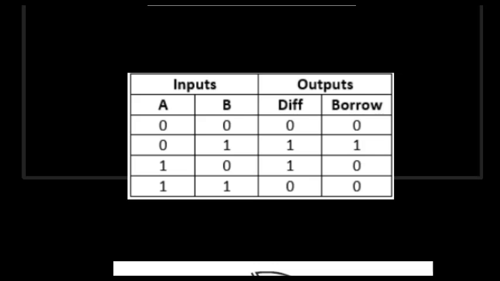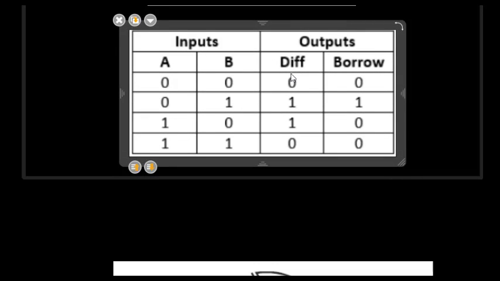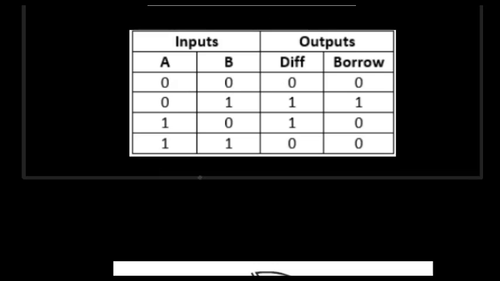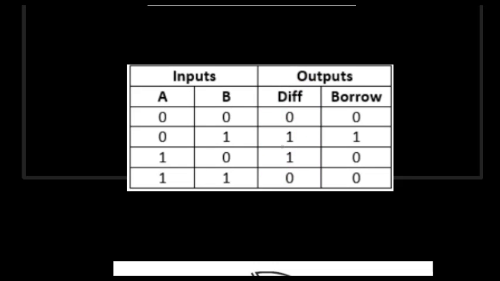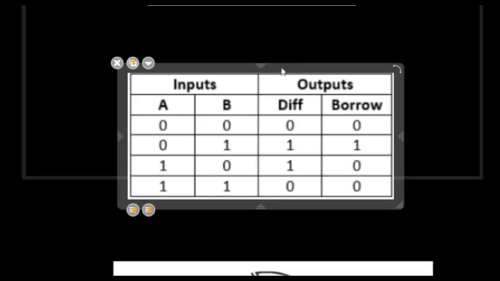So how to design this circuit? Now for the circuit design, for difference we see 0 0 gives output 0, 0 1 gives output 1, 1 0 gives output 1, and 1 1 gives output 0. So we see it is an XOR gate. So what we observe is, to implement difference we need an XOR gate. Now we write the equation for the XOR gate, that is for difference.